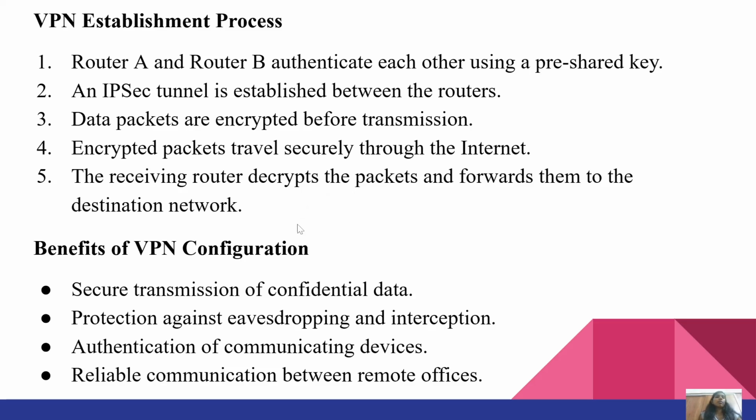VPN establishment process. Router A and Router B authenticate each other using a pre-shared key. An IPsec tunnel is established between the routers. The data packets are encrypted before transmission. Encrypted packets travel securely through the internet. The receiving router decrypts the packets and forwards them to the destination network.